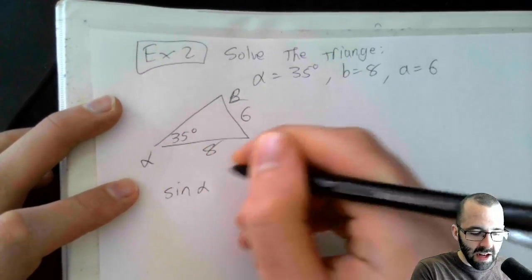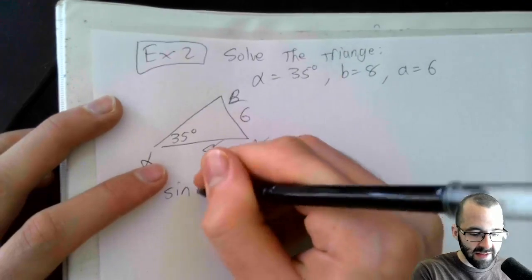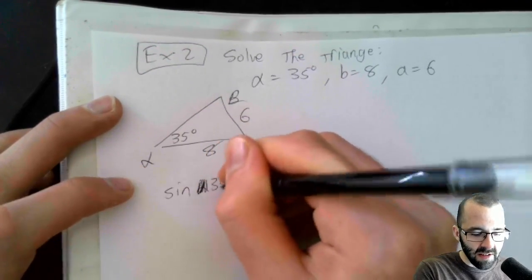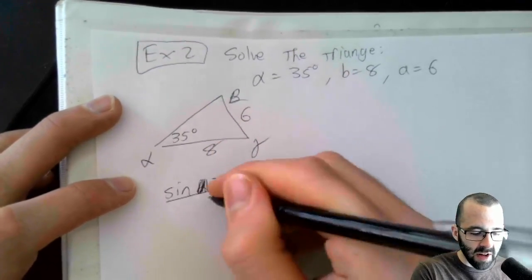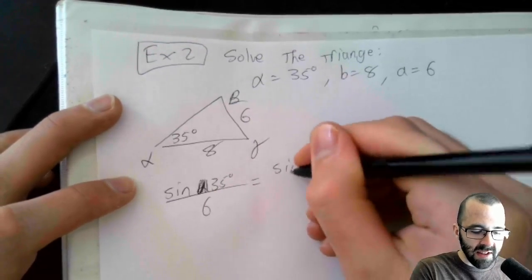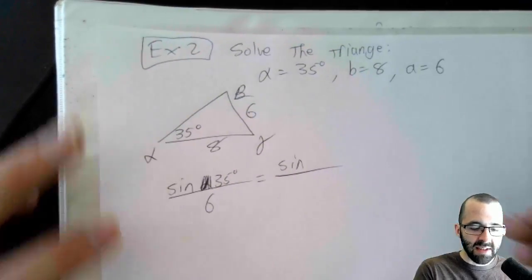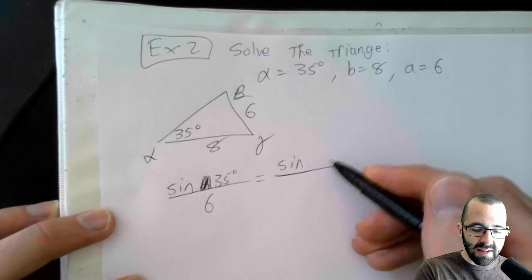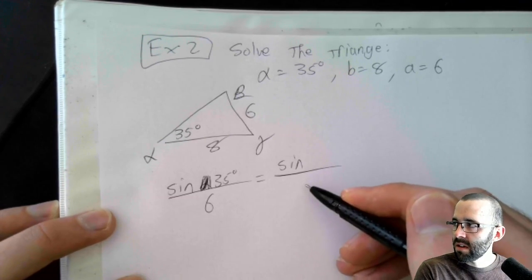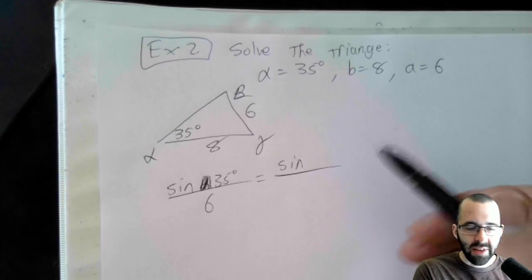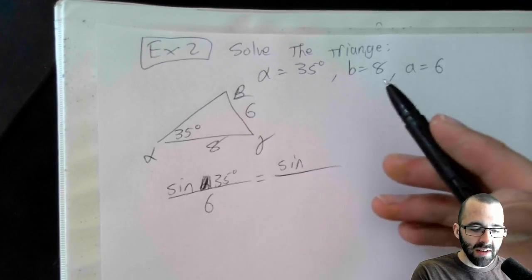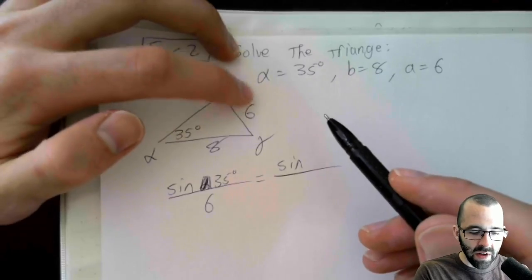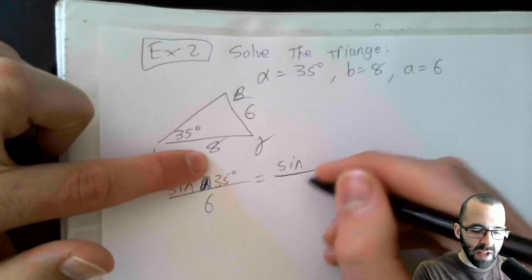So that's how we start. We know the sine of alpha, alpha is 35. Sine of 35 degrees over A, which is 6, equals the sine of something divided by something. So we need to find an angle and its opposite side, and we need one of these pieces of information. Well, we only have 3 pieces of information. We've already used 2. So the other thing we know is B. B is 8.